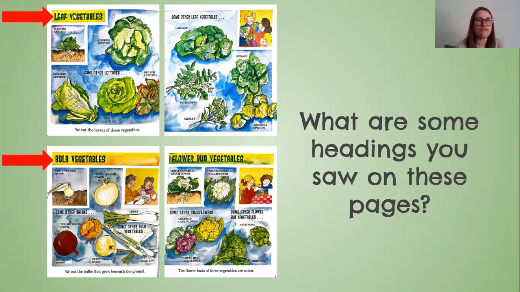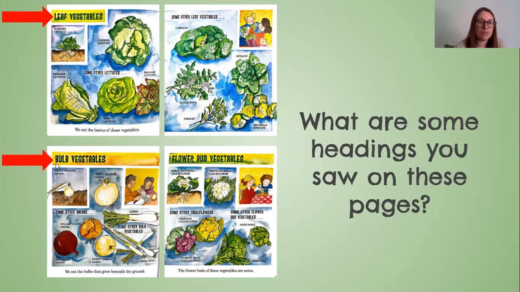So when we're looking at leaf vegetables, it says we eat the leaves of these vegetables. So there is bib lettuce, red leaf lettuce, iceberg lettuce, romaine lettuce, so different types of lettuce. Over here, some other leaf vegetables: cabbage, watercress, parsley, Brussels sprouts, spinach. Tap your head if you've ever tried any of those foods. I've tried most of them, actually. Not a huge fan of Brussels sprouts, but I'll eat them.